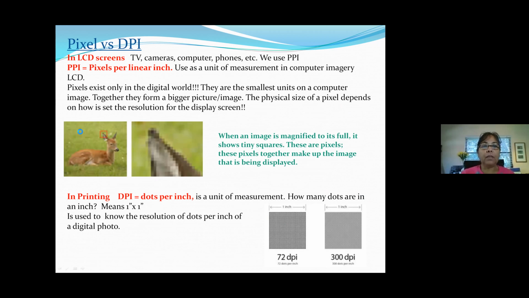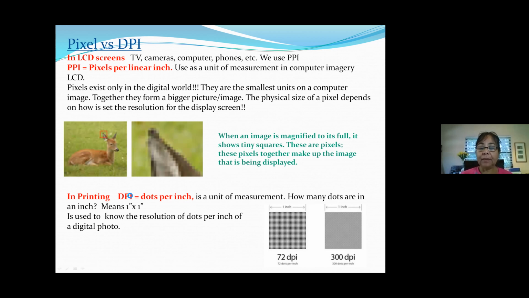So we can see here an image of a deer. You see that little square at the very end of the ear of the deer? When we zoom in on that, we are able to see all these little squares. Each square is called a pixel. So every image is made of these little squares. Now we will see how these squares work to give us color.